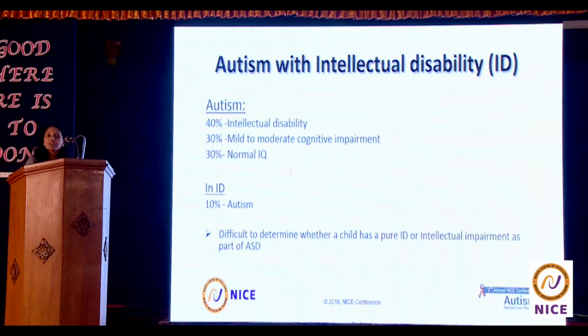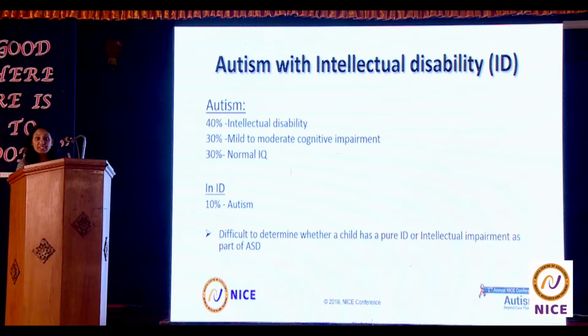Now we are going to discuss, briefly, each comorbid condition. The first one is intellectual disability, which is a lower IQ level. If the IQ level is between 70 and 50, it is classified as mild, 50 to 35 is moderate, and less than 35 is severe. The studies have shown that 40% of autistic kids have intellectual disability, 30% have mild or moderate cognitive impairment, and 30% have a normal IQ level.